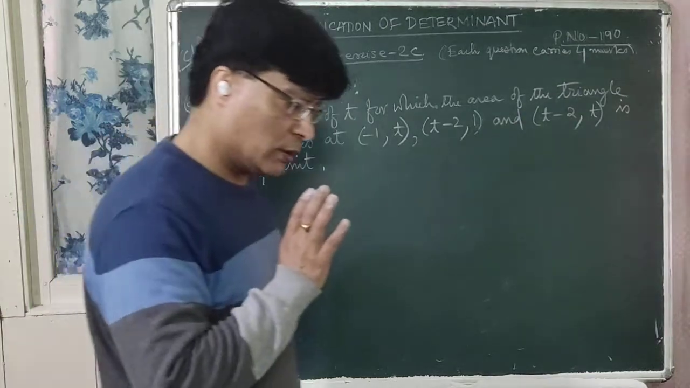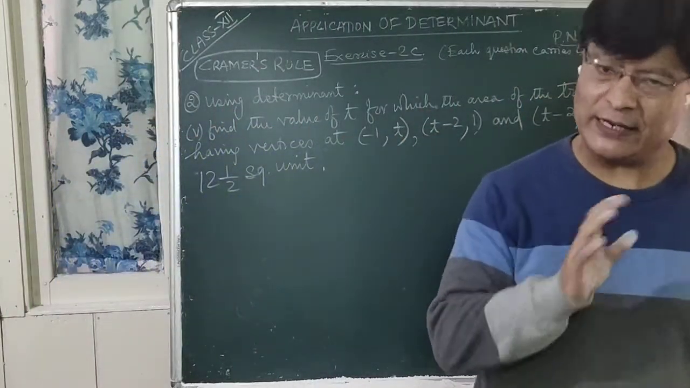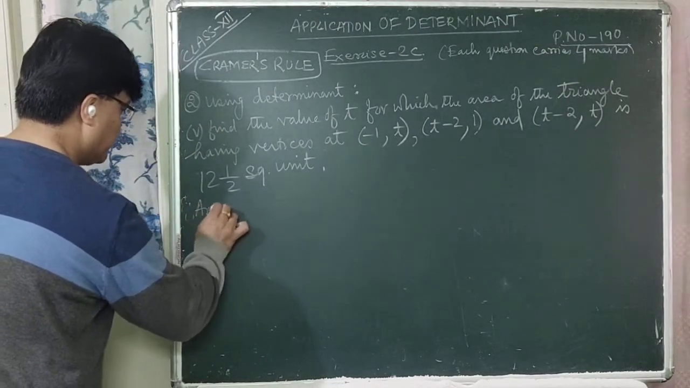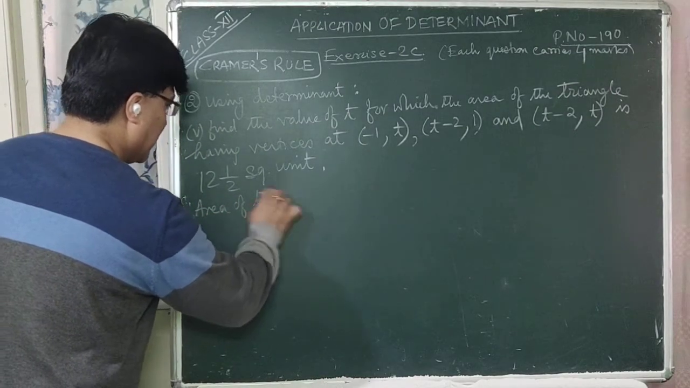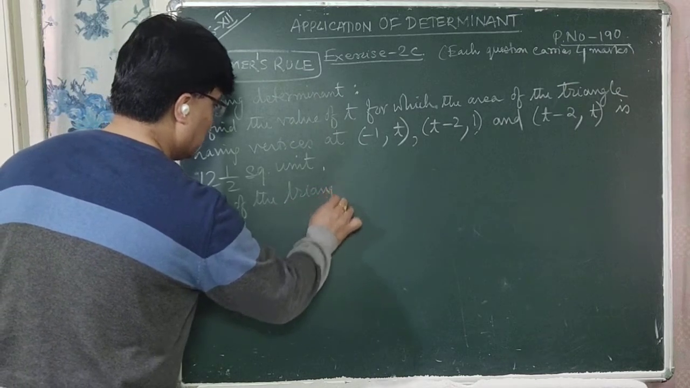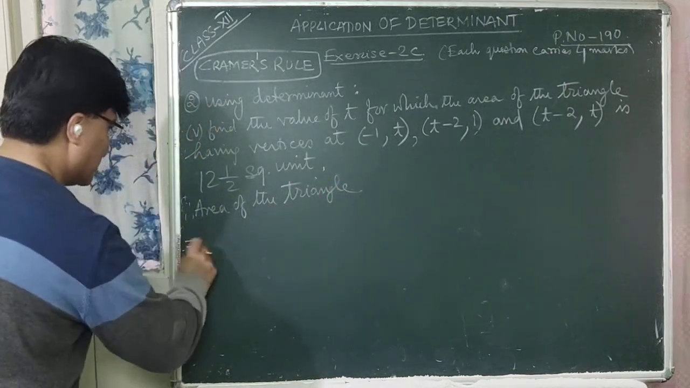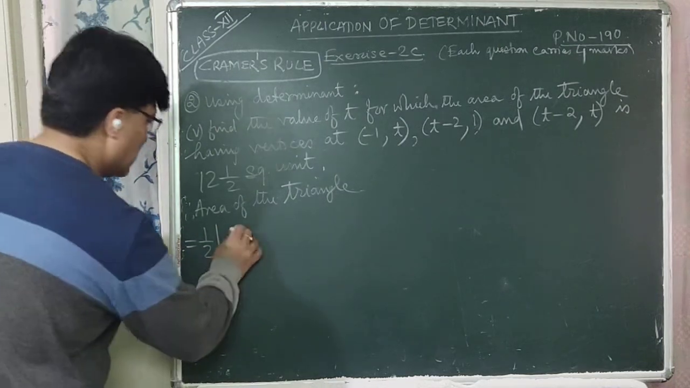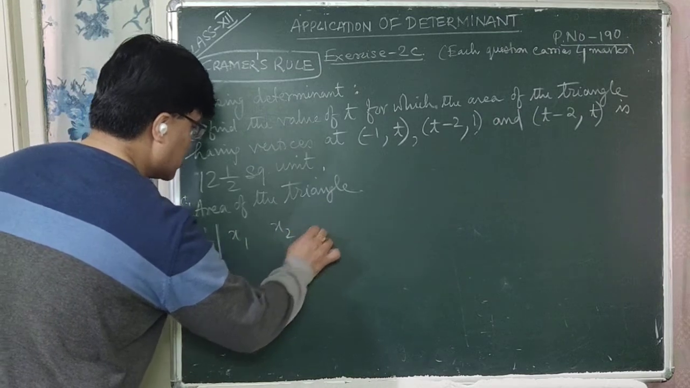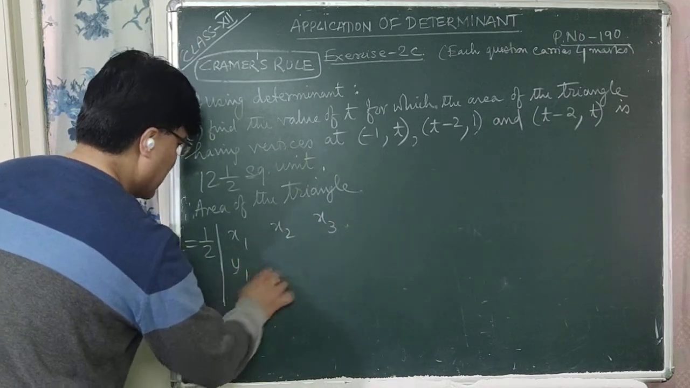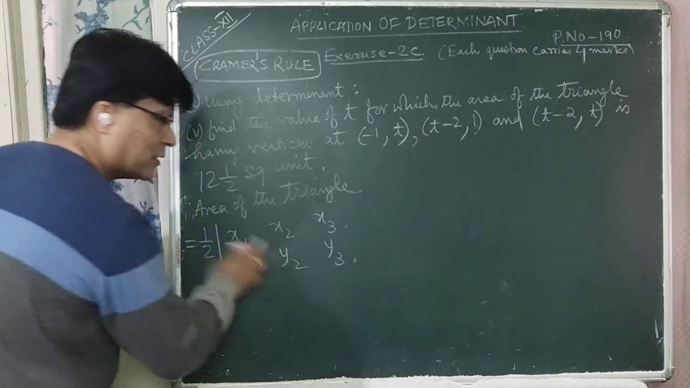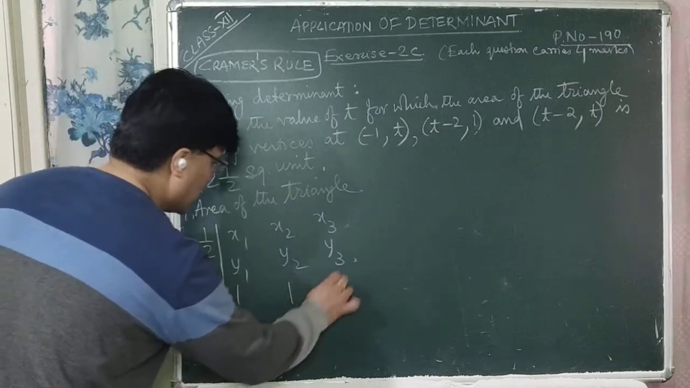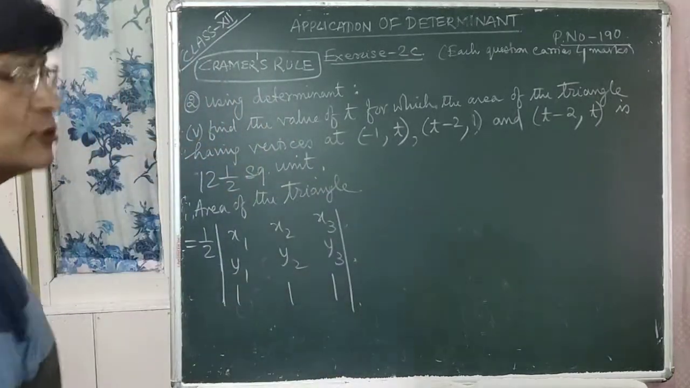Okay, so using determinant, first of all find out the area of the triangle. Okay, so therefore area of the triangle is equal to, what is the formula? Half, then within determinant, what is the formula? x1, x2, x3, right? y1, y2, y3. You should write down the formula for area of the triangle in terms of determinant. So it is 1, 1, 1, right? Is that clear to all of you?